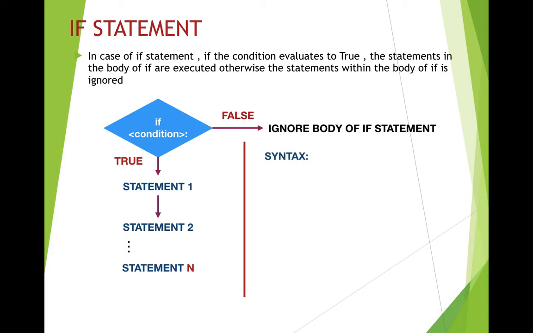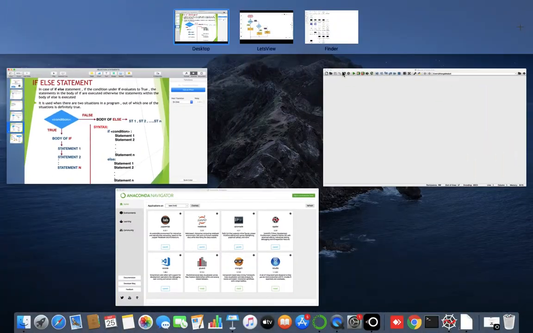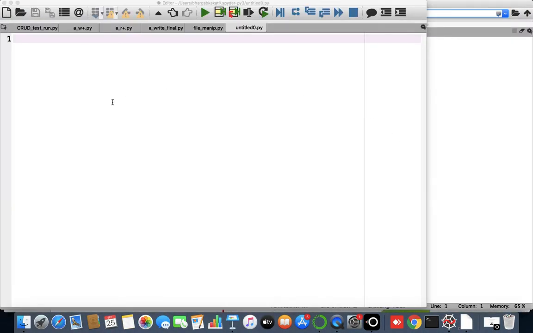What is the syntax for using the if statement? The syntax is as follows. We write if, after that we write whatever condition needs to be fulfilled, and then the Python interpreter will check whether the condition is true or false, and only if the condition is true, it will go inside that particular block. Now let's take an example of an if statement and see how it works.